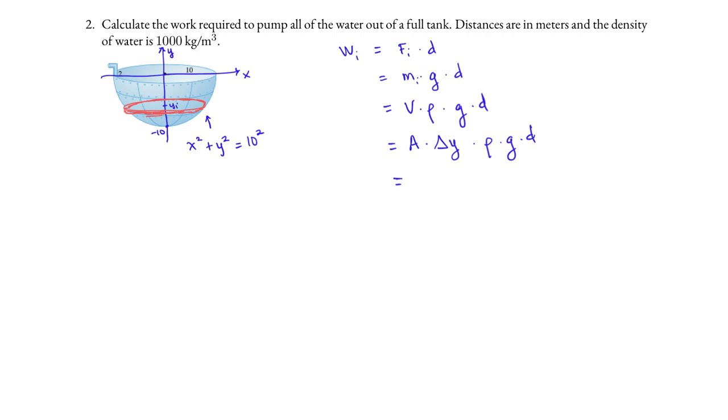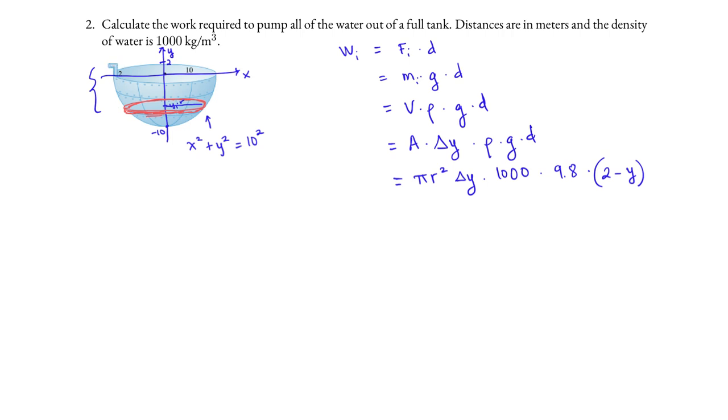And the slice is in a circular shape, and so the area is pi r squared. R is the radius of this circular slice. The thickness is delta y. The density is 1000 kg per cubic meter. The gravity is 9.8 meters per second squared. And the distance that the slice needs to travel is 2 minus y. It is the vertical distance that the slice would need to travel all the way to the top.